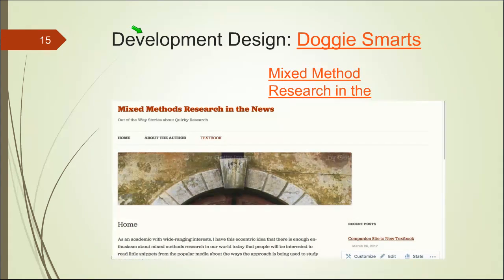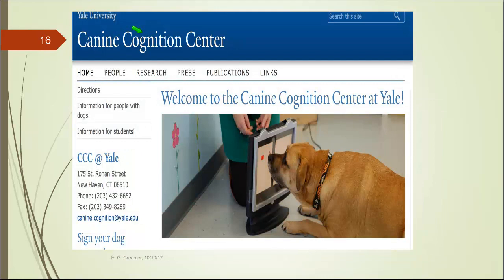I get a huge kick out of this example of the development design, and this is a picture of my webpage, Mixed Methods Research in the News, where I have a little synopsis of this article called Doggie Smarts. And this illustrates the development design. So at Yale University, they have created a center for the study of canine cognition. They're trying to develop a measure of dog intelligence. You know, the many ways that dogs are used, for instance, to find bombs, to help people who are ill, and of course for the blind. Look at this picture and you'll see that the dog is pointing his nose on the left and is picking the item on the left.